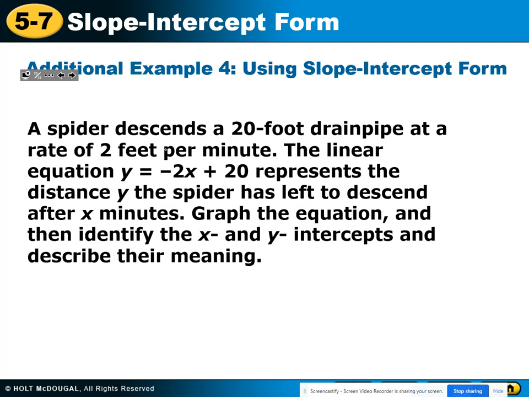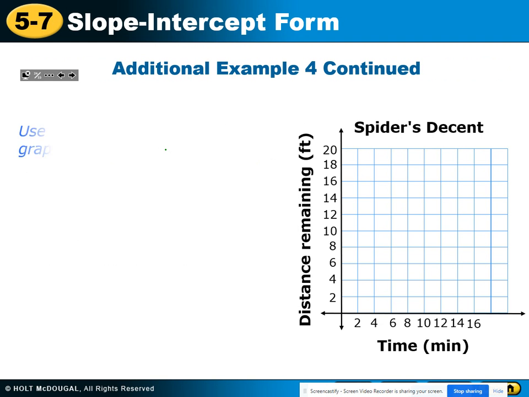And good job. So, then, a spider descends a 20-foot drain pipe at a rate of 2 feet per minute. The linear equation is that y equals negative 2x plus 20. It represents the distance y the spider has left to descend after the x minutes. Graph the equation. Okay, so we got to graph the equation from what they give us. So it was y equals negative 2x plus 20, wasn't it?